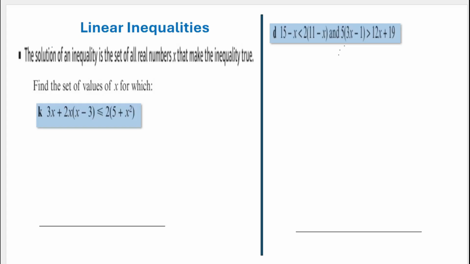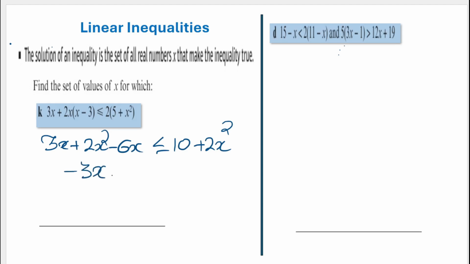Now let us discuss the solutions of linear inequalities. The solution of an inequality is the set of all real numbers that make the inequality true. Now try to find the set of values of x for which 3x + 2x(x - 3) ≤ 2(5 + x²). Now expanding the bracket: 3x + 2x² - 6x ≤ 10 + 2x². Now rearranging and simplifying: -3x ≤ 10, or x ≥ -10/3.